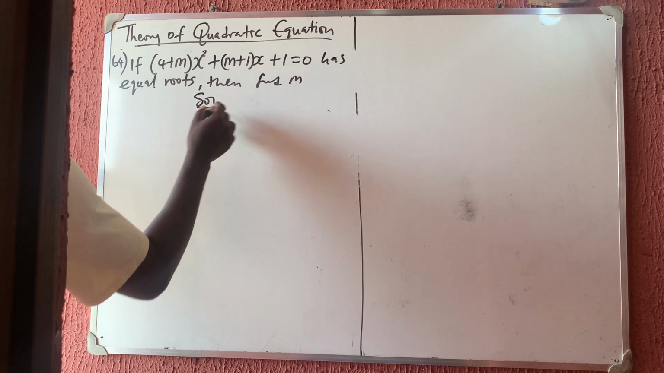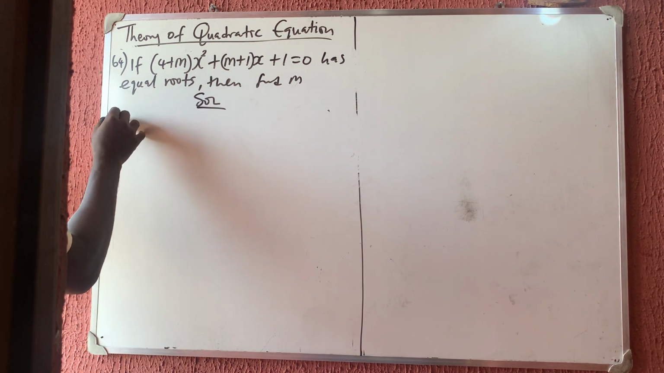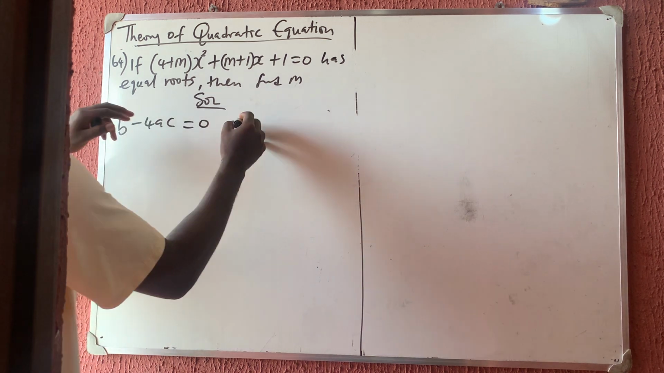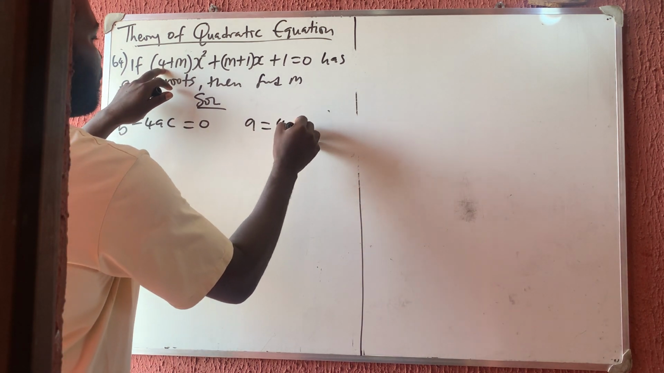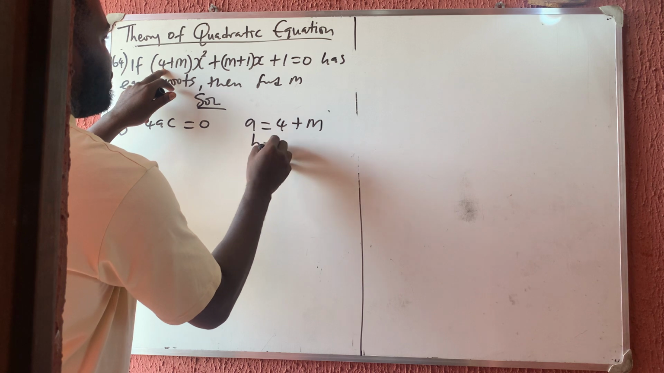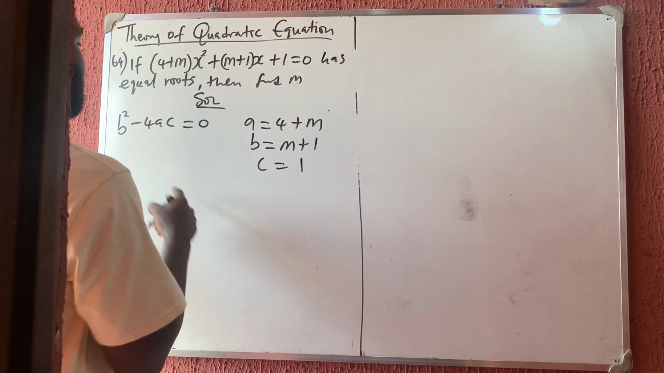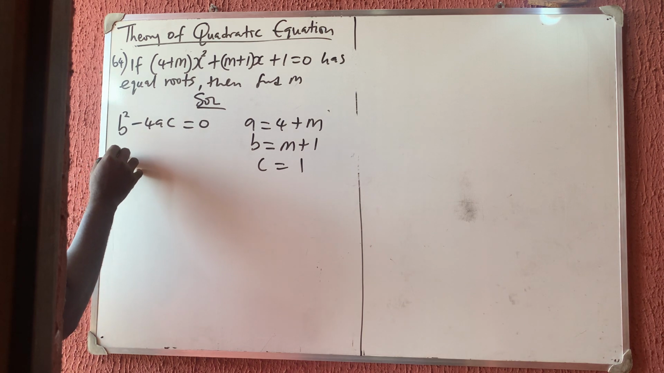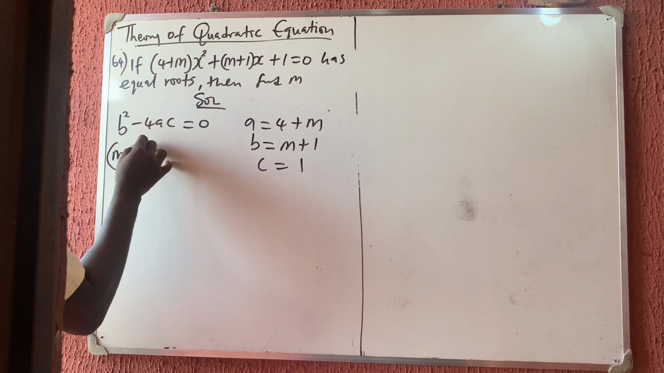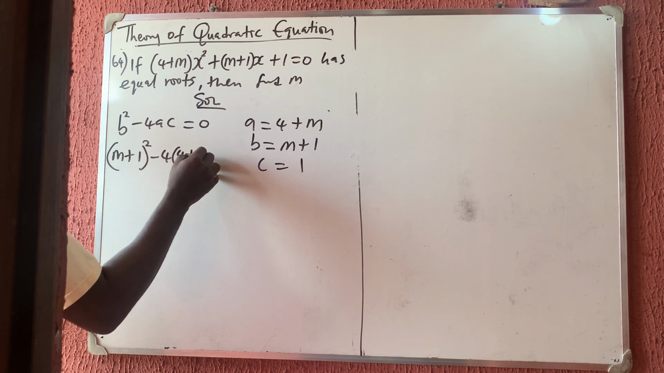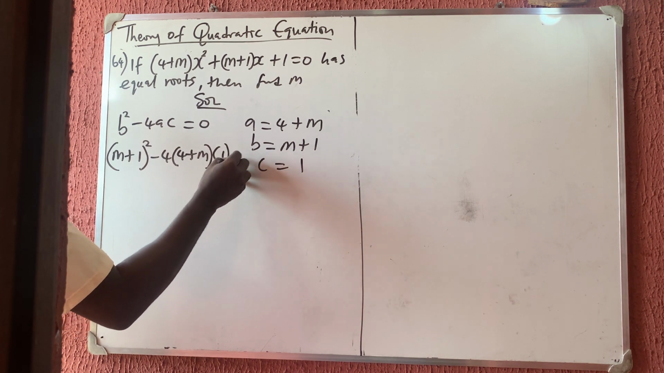Okay, now there's something I told you about equal roots. Solution: for a quadratic equation to have equal roots, b² − 4ac must be equal to 0. You see that your a is equal to 4 + m, your b is equal to m + 1, and your c is equal to 1. So if we put it here, we're going to have (m + 1)² − 4(4 + m)(1) = 0.